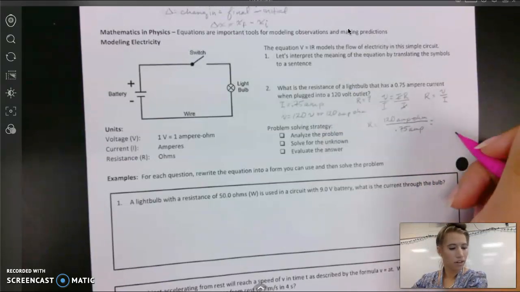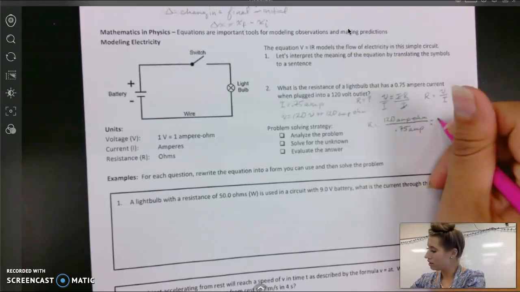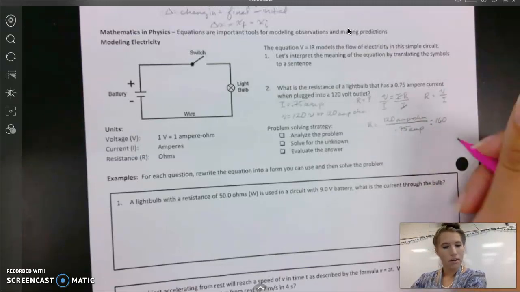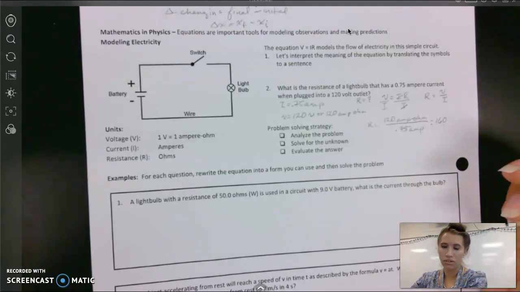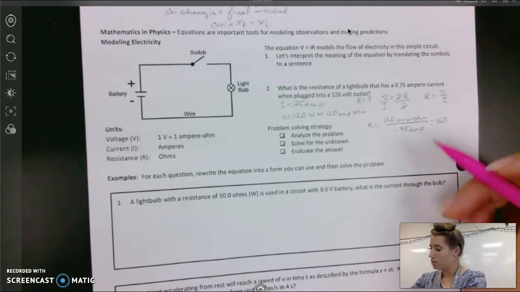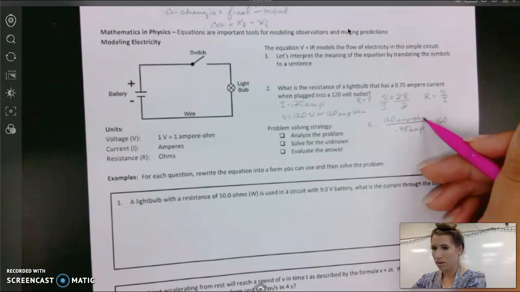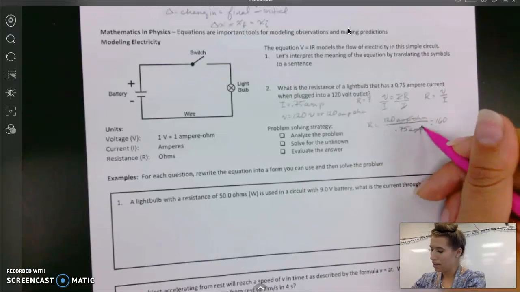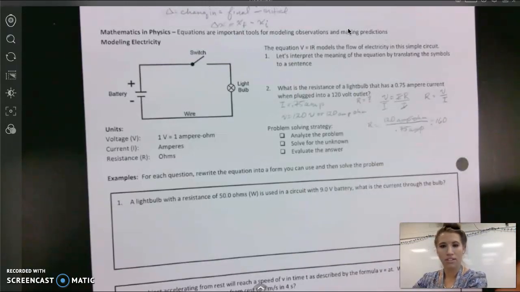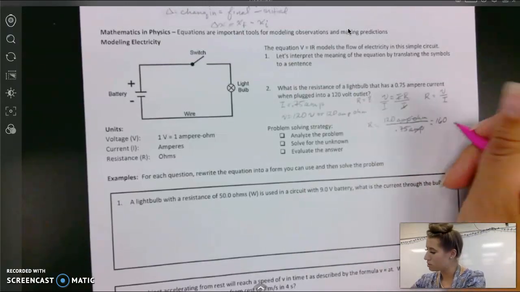and we're going to get a value of 160, but 160 what? What are the units attached to this? Well, we can use these same mathematical tools to look at the units as well. So I see I have amps and ohms, and then I have amps. So amps is on the top and the bottom of my equation, so they cancel, and I'm left with units of ohms.